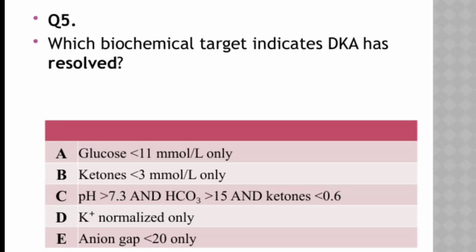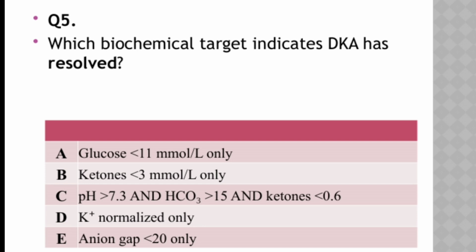All right, let's focus on understanding how we determine when diabetic ketoacidosis, or DKA, has resolved based on biochemical targets. On this slide, we see a table with different parameters labeled A through E, each representing specific lab values. Parameter A indicates glucose less than 11 mmol per liter, which shows blood sugar control, but isn't solely enough to confirm DKA resolution. Parameter B refers to ketone levels below 3 mmol per liter, suggesting ketosis is improving, but again, not the only factor.